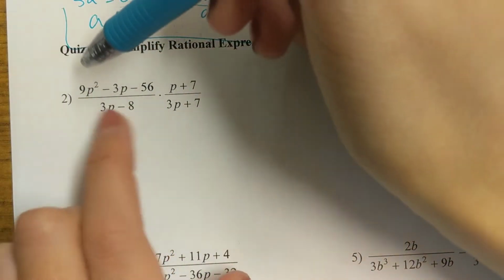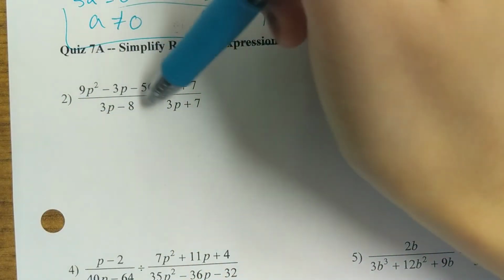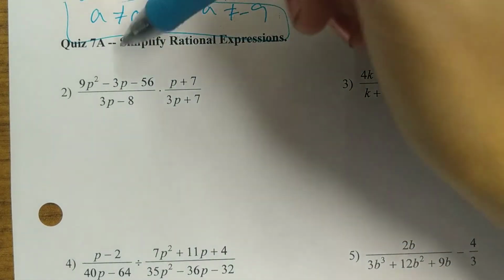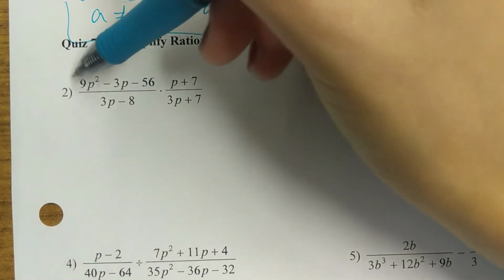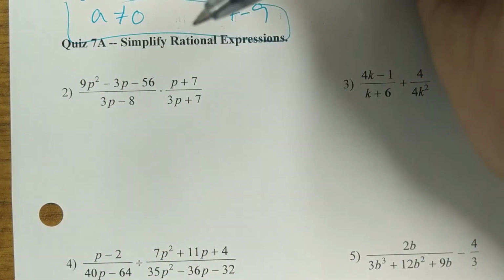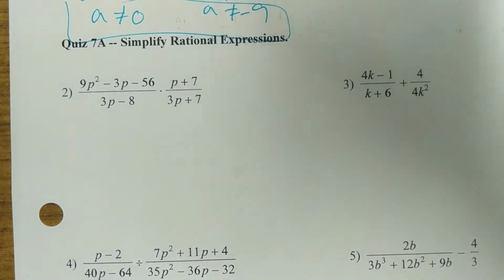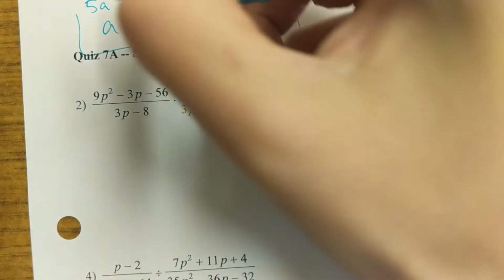All right, so let's take out the GCF. I believe that 3 goes into... Nope. Darn, okay. There is no GCF here. Okay. So, I'm just going to straight up factor.